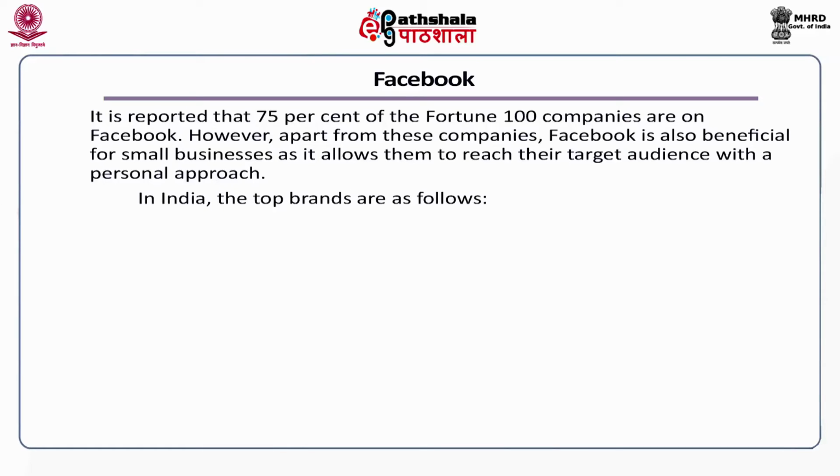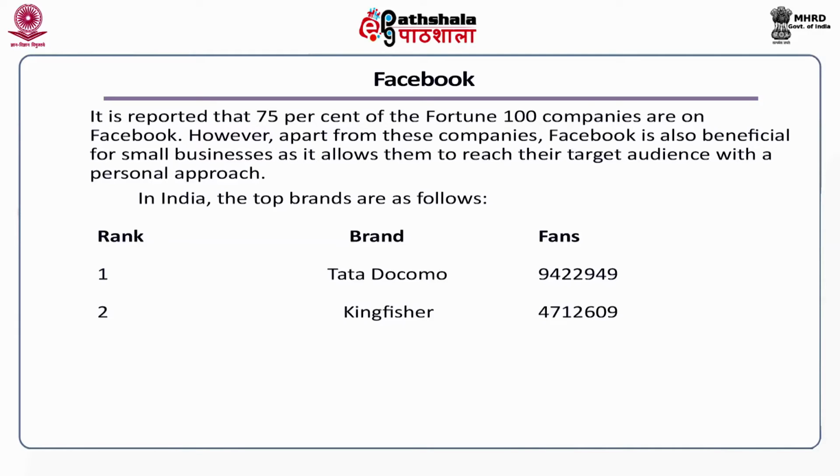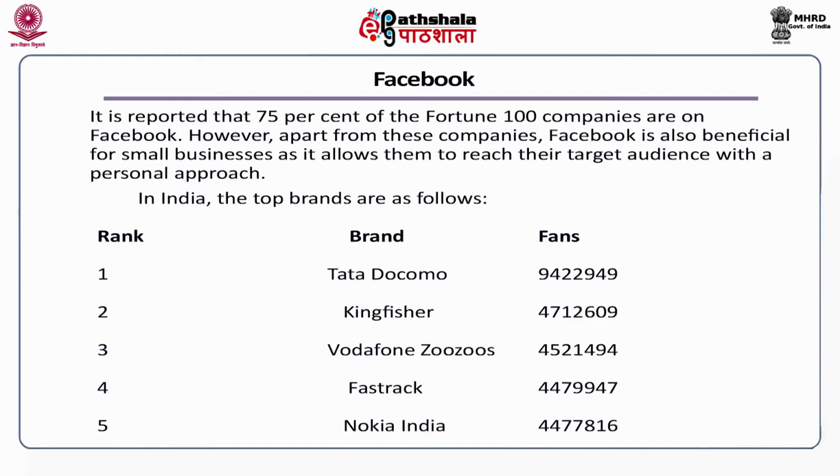In India, the top brands are as follows: Rank, Brand and Fans. Tata Docomo has 94,22,949 fans. Kingfisher has 47,12,609 fans, while Vodafone Zuzus has 45,21,494 fans. Fast Track has 44,79,947 fans, while Nokia India has 44,77,816 fans. But this is old data.